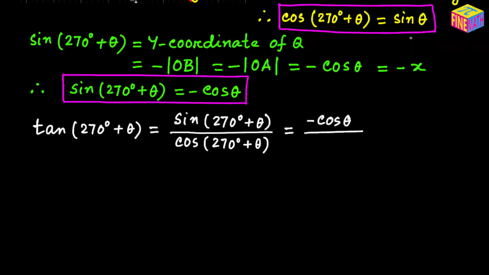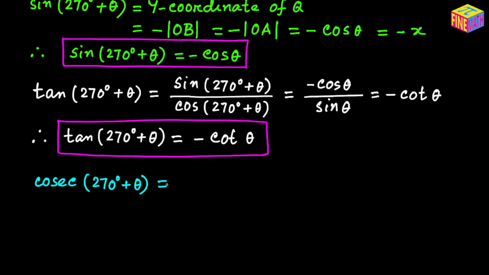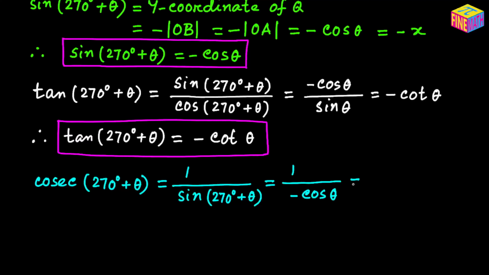Now let's try to calculate the cosecant of 270 degree plus theta. Cosecant is the reciprocal of sine, so we can write it like this. And what is the value of sine of 270 degree plus theta? Well, that is actually equal to negative cosine of theta. So this will be a negative value, and the reciprocal of cosine is actually secant. So this will be negative secant of theta. So let me make a quick note.